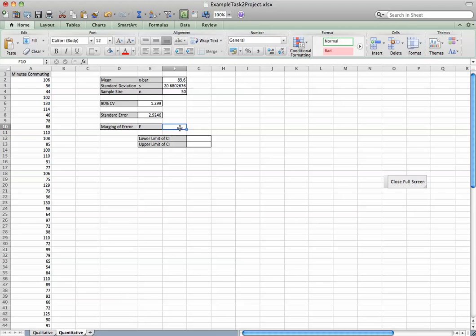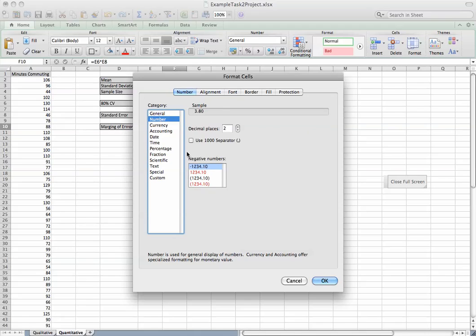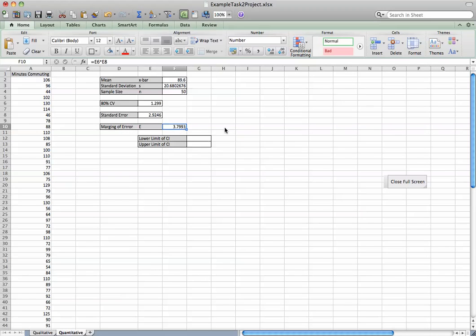Now the next thing that I'm going to do here is I'm going to compute my margin of error. My margin of error is always the critical value times the standard error. So this is going to be equal to E6 multiplied by E8. And that's my margin of error. Again, I'm going to show it only out to 4 decimal places there. Also keep it in mind here that there are probably more decimal places in there. 4 decimal places. And there we go.